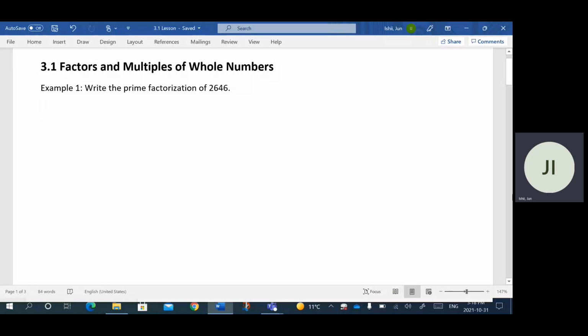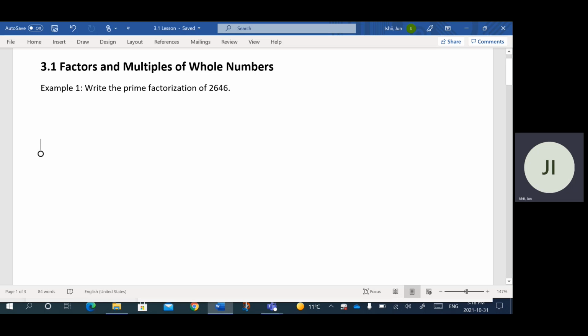All right, so the first lesson in this new unit is on factors and multiples of whole numbers. So let's start off with the first example here. We want to write the prime factorization of 2,646. Okay, so first thing we want to know is what is a factor.